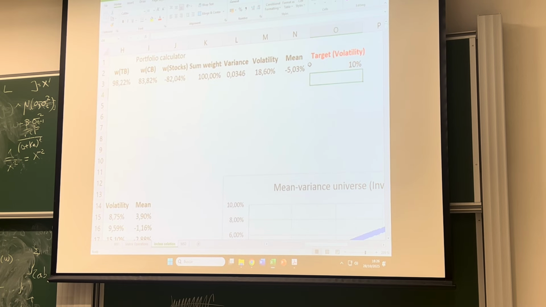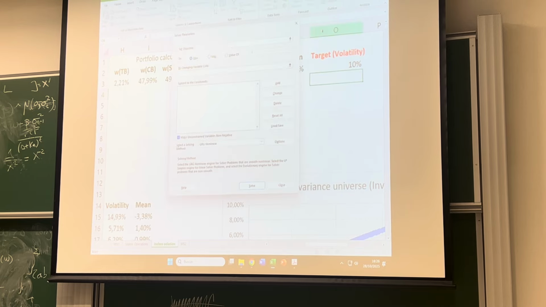Now, go to Data, Solver. When you press solver, everything seems to crash, I don't know why. If that happens, say reset all. That may happen. So press reset all and we start from scratch.